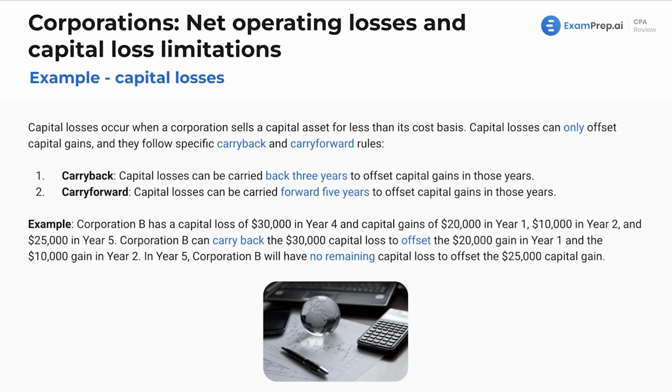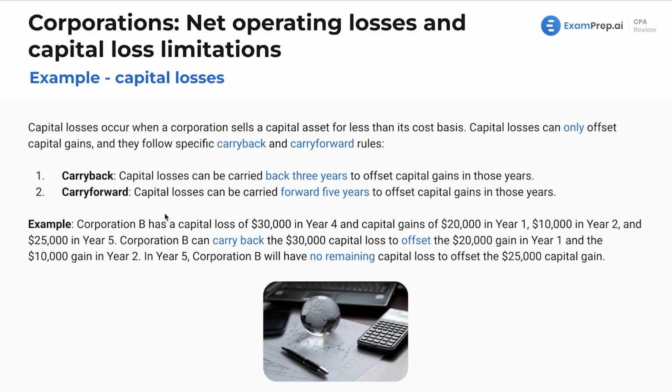Capital losses. Here we go. Capital losses occur when a corporation sells a capital asset for less than its cost basis, just like if you did that as an individual. Capital losses can only offset capital gains, and they follow specific carry back and carry forward rules. We've seen this. You should memorize it. You can carry them back 3 years, carry them forward 5 years. Make sure you just memorize that straight up.